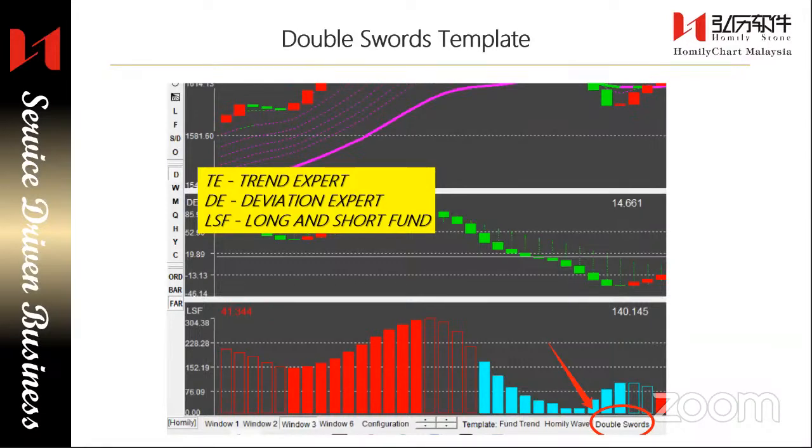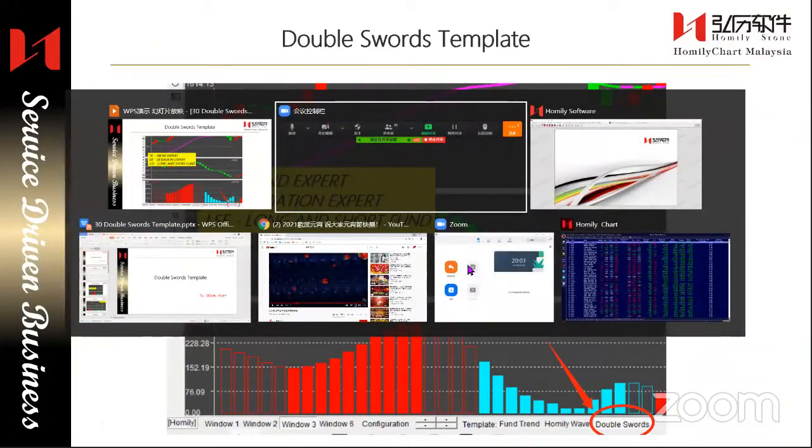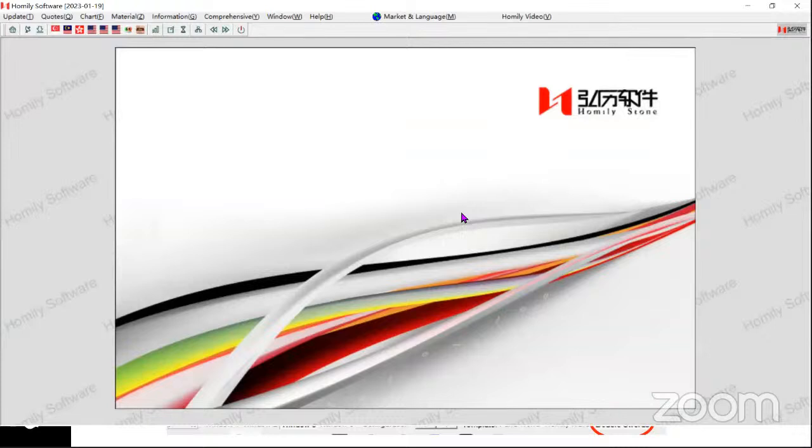If you are now watching the class on your handphone or pad, you can open your software. Maybe you can follow my steps. That will be much easier for you to follow. Okay, so double source, where is double source? You need to open your software. So now I'm on the software screen. I think you can see my software now. Okay, I think no problem. We continue.